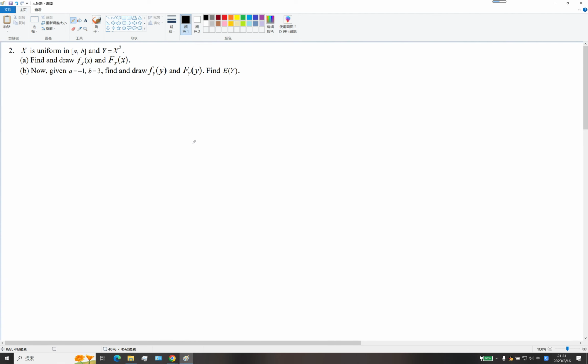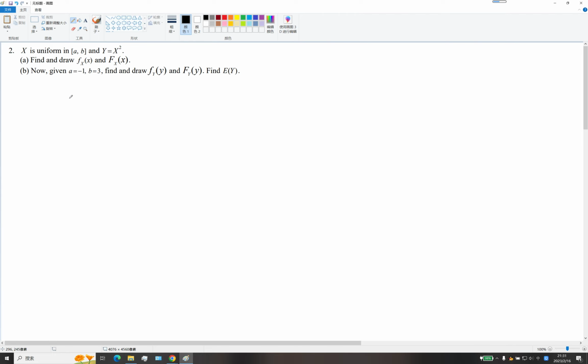Hello, this is question 2 of homework 3, and we just do it. So X is uniform on [a, b], and Y equals X squared. Problem A: find and draw little f_X(x) and big F_X(x). So we just do it.